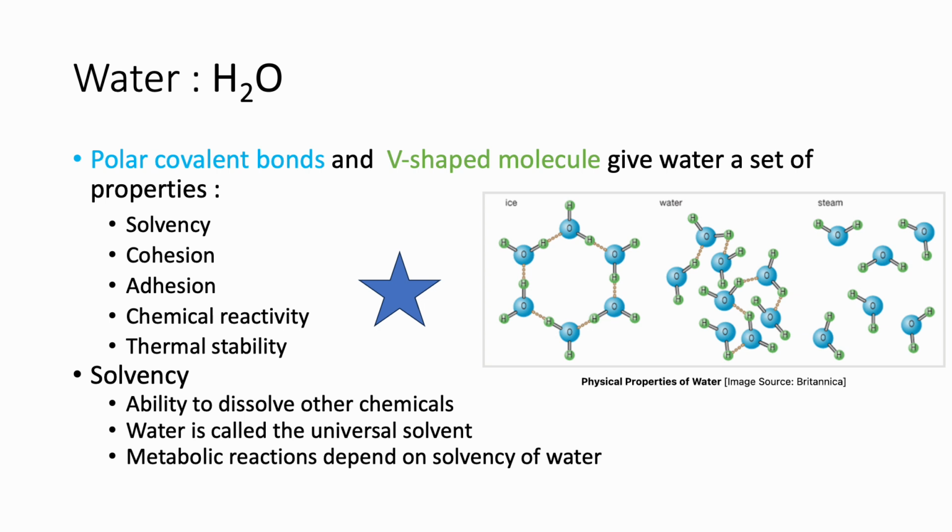So the polar covalent bonds and the V-shaped molecule give water a set of properties. We have the properties of solvency, cohesion, adhesion, chemical reactivity, and thermal stability. And we're going to go through all of them. Starting off with solvency, we know water is a universal solvent. We know this. We're just now adding a definition to something we already knew. We know that we can use water to dissolve many different things. So water is called a universal solvent.